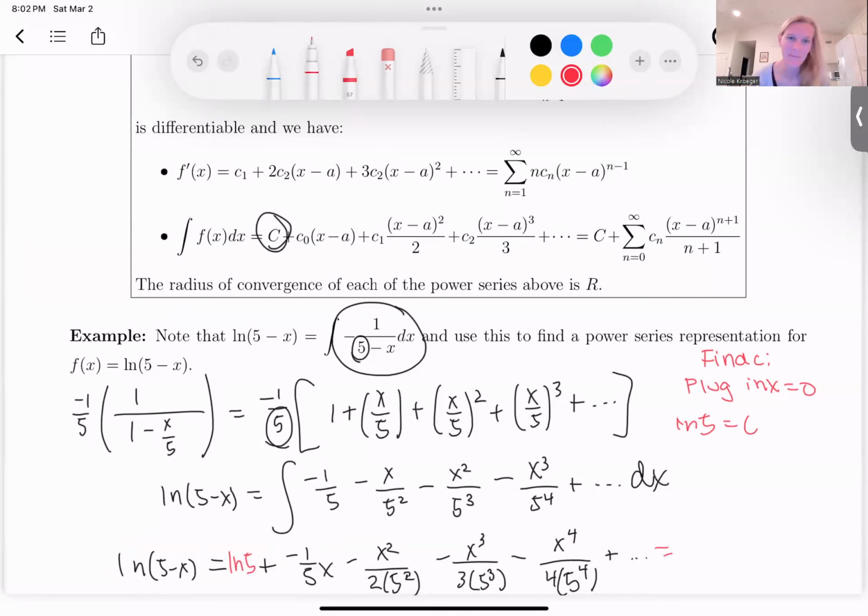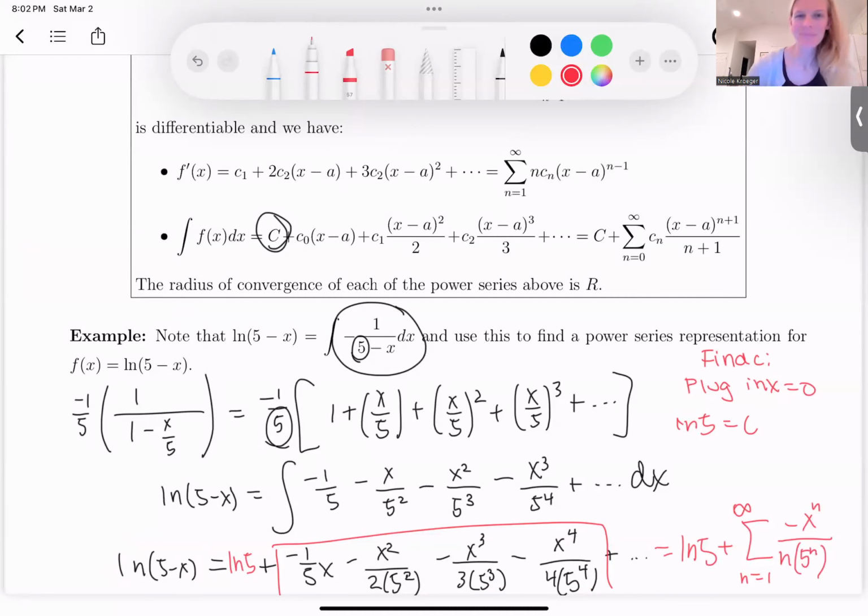If we were trying to write the summation notation for this, we would leave the ln of 5 just out front because it doesn't look like it's going to follow any pattern. The pattern for these terms looks like, if I start at 1 and go to infinity, I'm going to have negative x to the n over n times 5 to the n. That looks like my pattern.